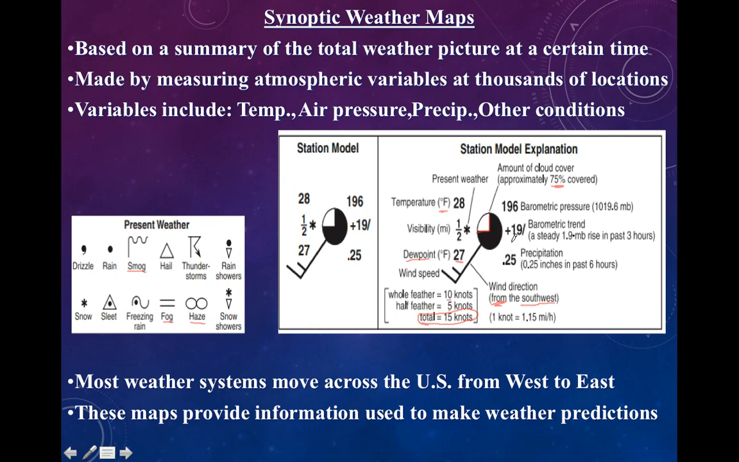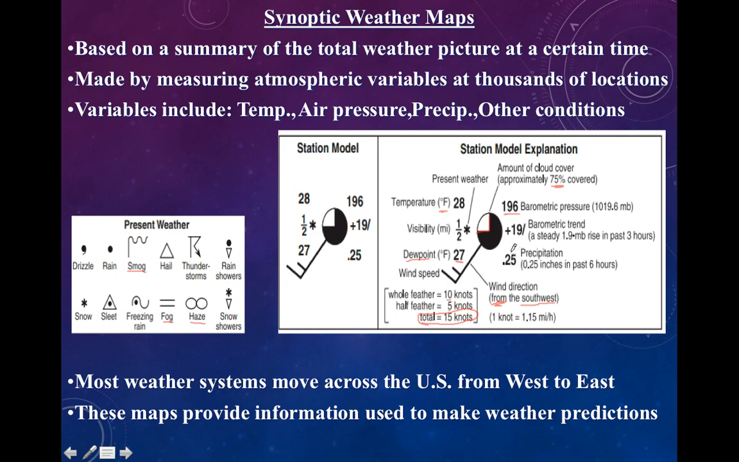Okay? Barometric pressure. They give you a 3-digit number here on the station model. The real barometric pressure is a much larger number. I'm going to get to that in a few minutes. And the barometric trend we'll get to in a few minutes as well.